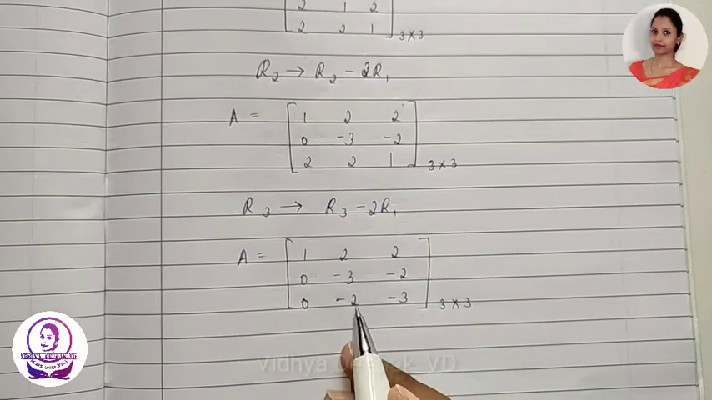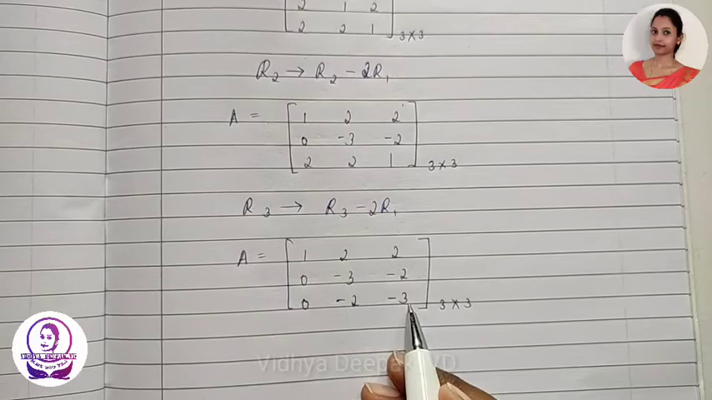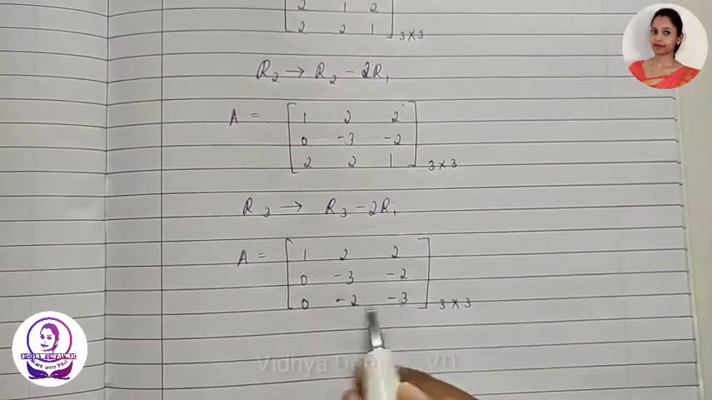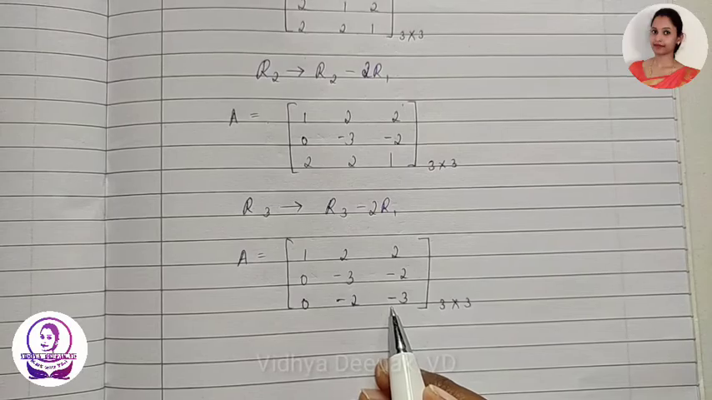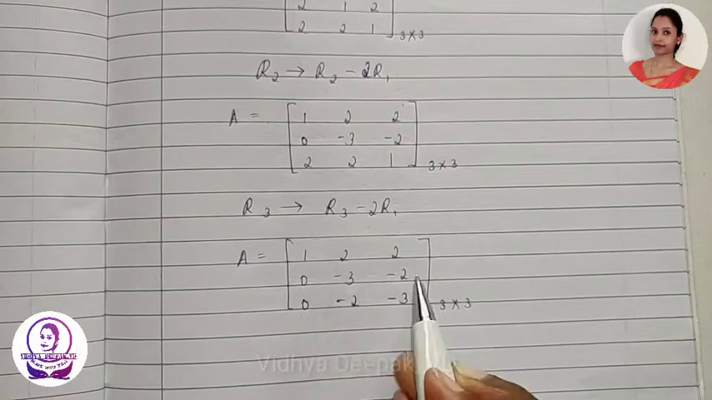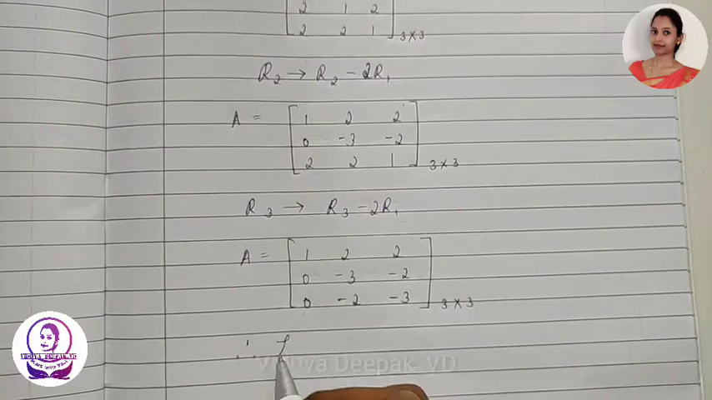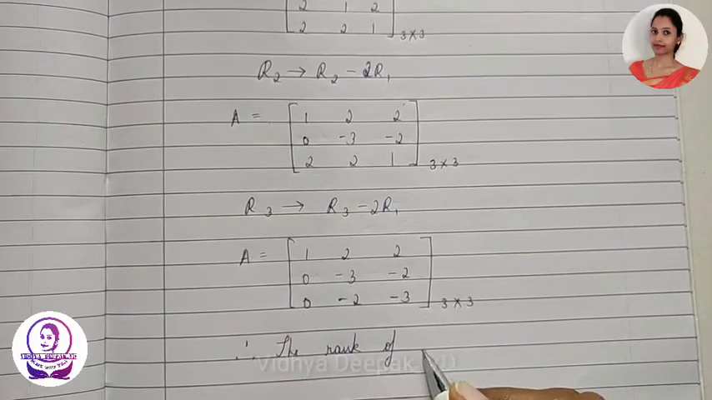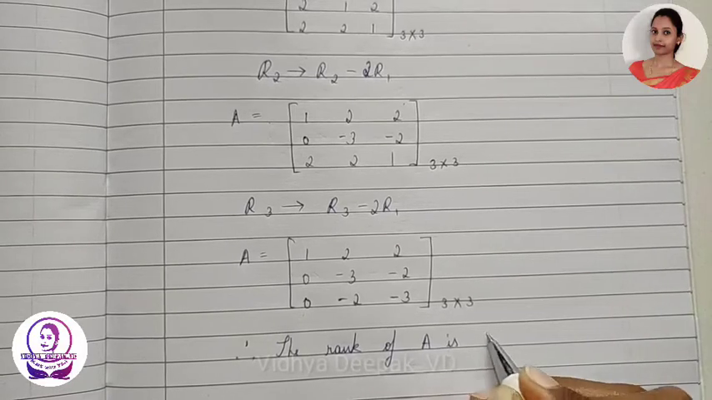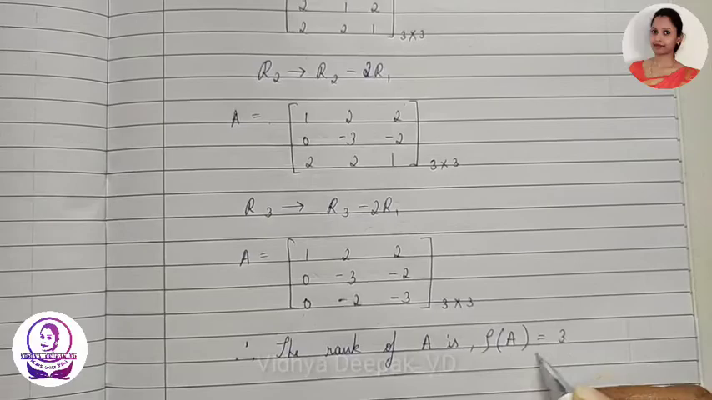So now in order to make these two numbers 0, is there any possibilities? Whatever we do, we cannot make these two numbers 0, right? So our rank of the matrix will be the number of non-zero rows. So that is 1, 2, 3. That is, we have 3 non-zero rows. Therefore, the rank of the matrix is nothing but, rank of A is equal to 3.